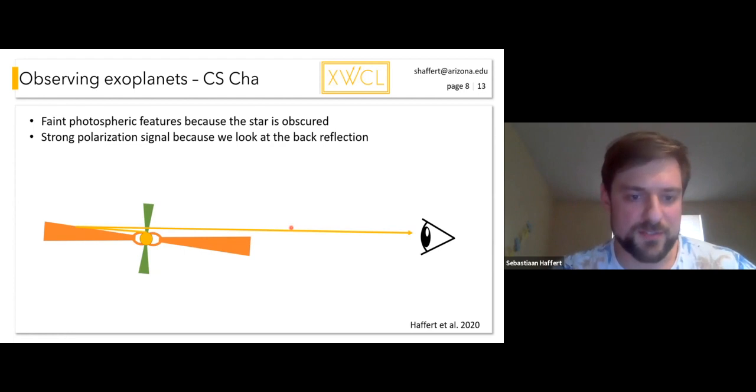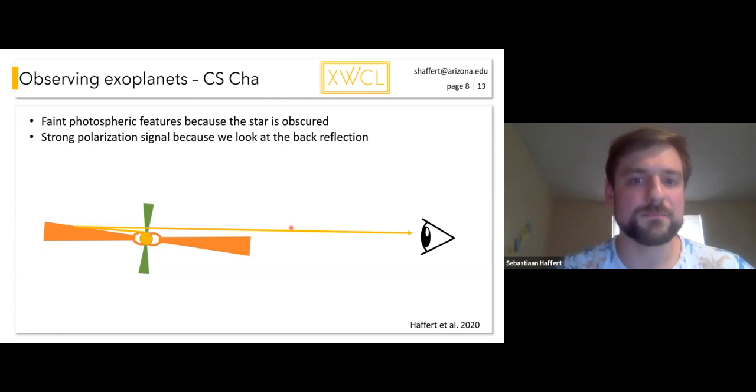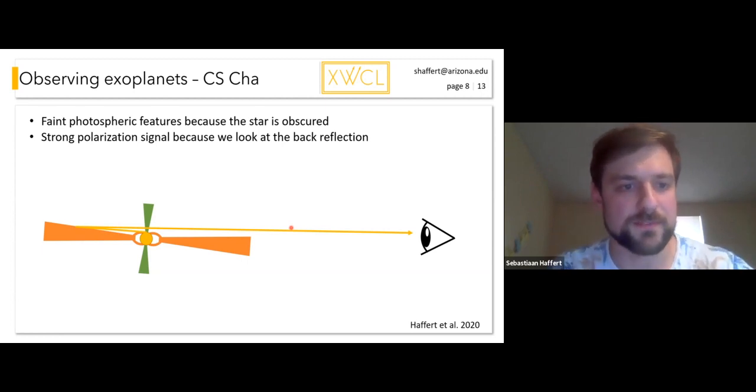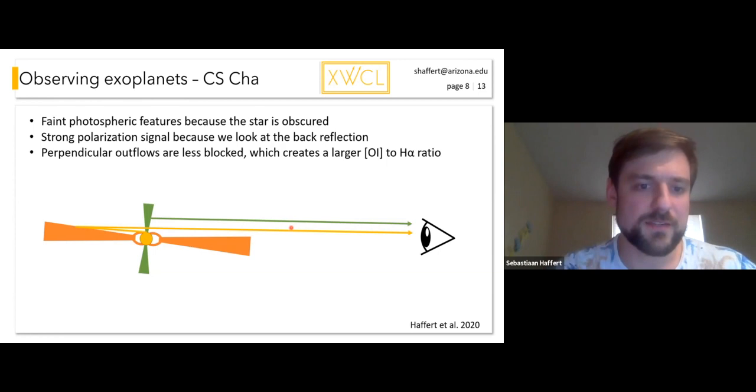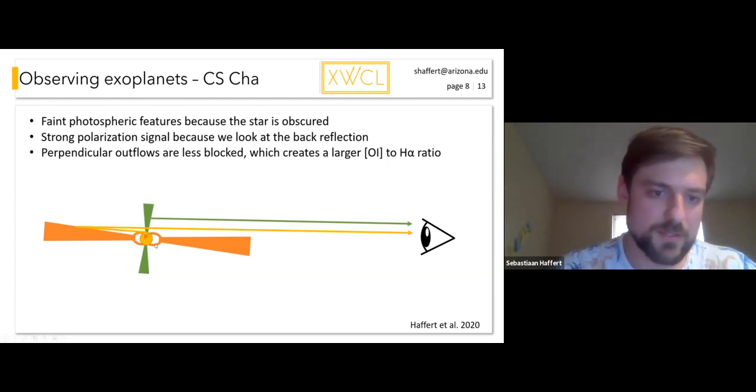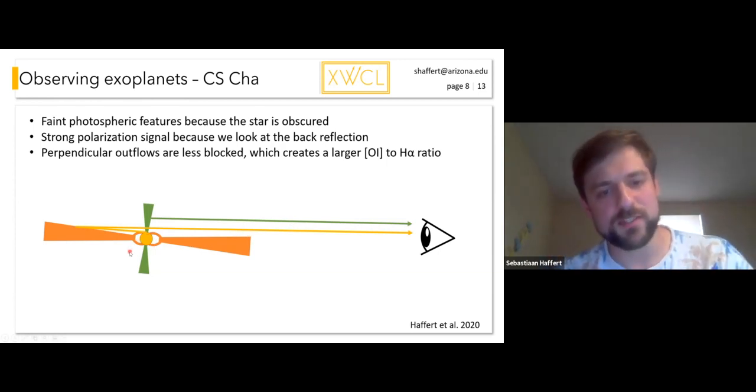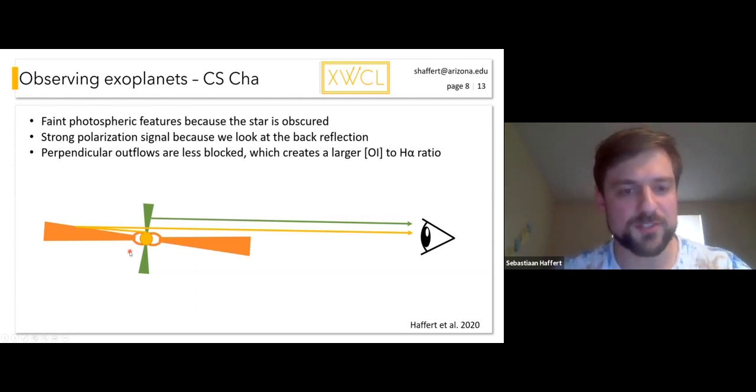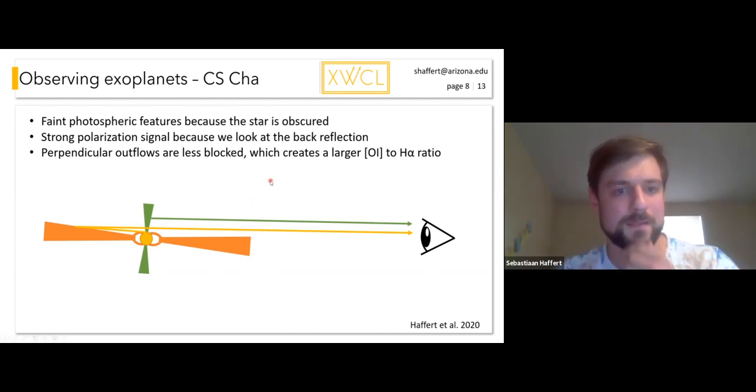So you get a signal that's comparable to a planetary mass object, but it also is strongly polarized because you look at this single scattering event. And the second thing is that the disk blocks the accretion funnels and the accretion hotspots on the star. So that means you also block the light towards the H-alpha emission. However, the outflows are perpendicular to the disk. So those are less obscured by the circumstellar disk, and that creates a larger oxygen to H-alpha ratio.